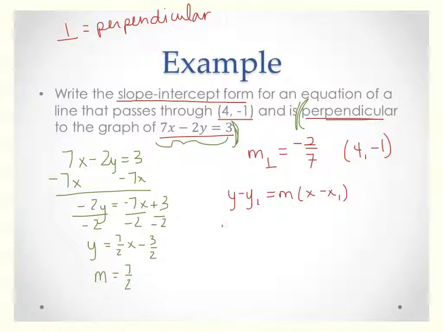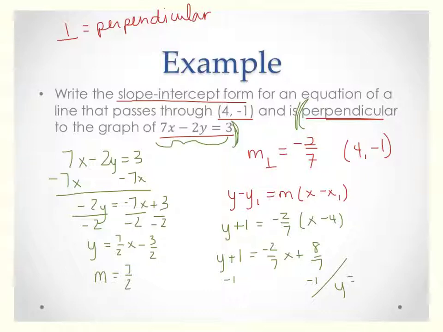They should get the same answer in the end. So this is going to look like y plus 1 equals negative 2/7 times x minus 4. So y plus 1 equals negative 2/7 x plus 8/7. And I'm going to subtract 1 from both sides. And I'm going to get y equals negative 2/7 x plus 1/7. There we go.